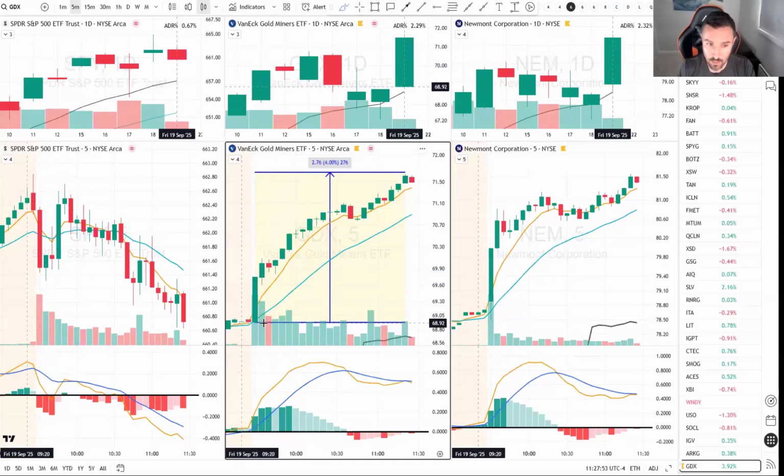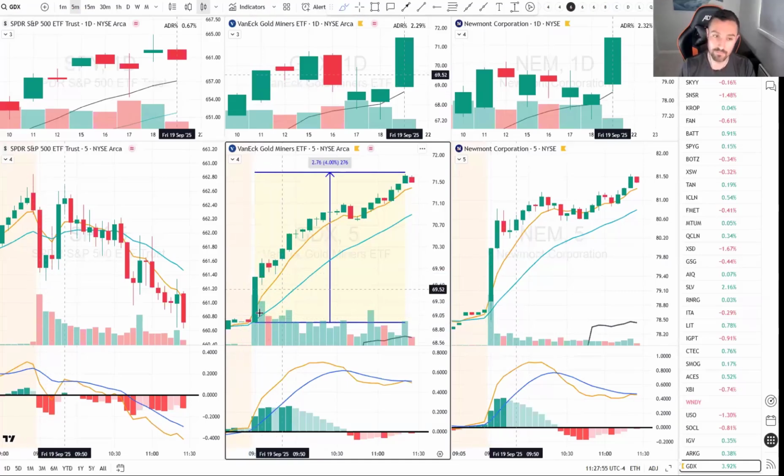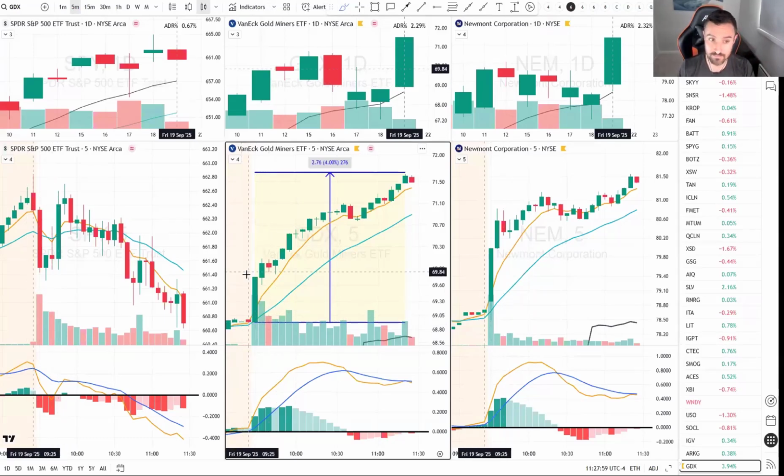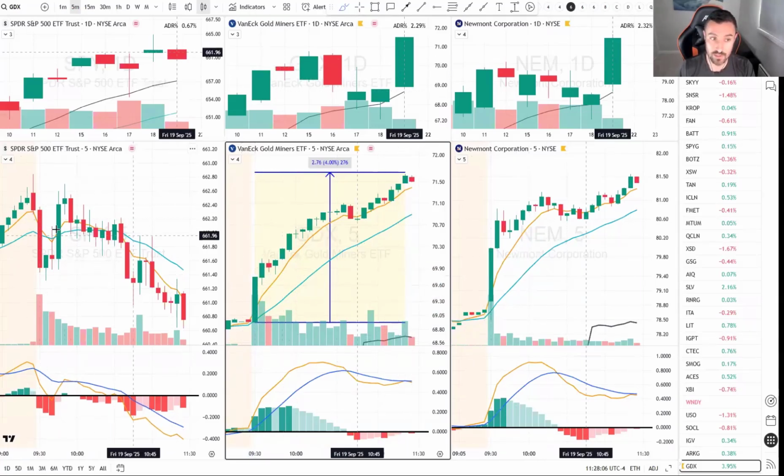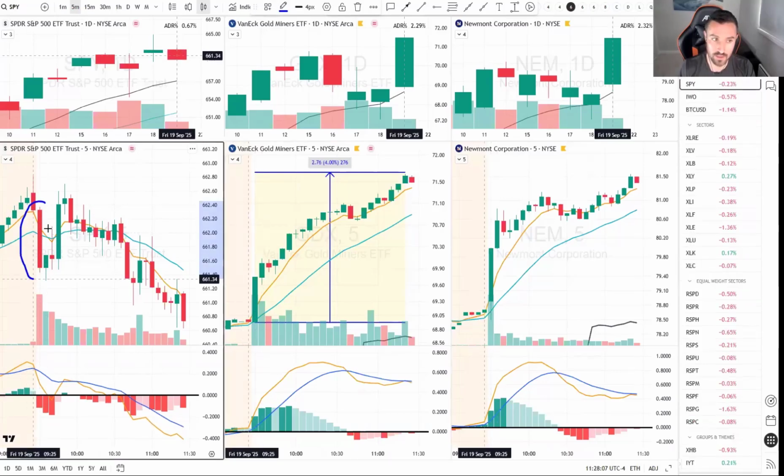So when you see this here, look, opens on the low of the bar, closes on the high of the bar. GDX opened and the algos just went straight in, and then they were just buying, closes on the high of the bar, when the SPY is doing this. So then keep in mind the context.